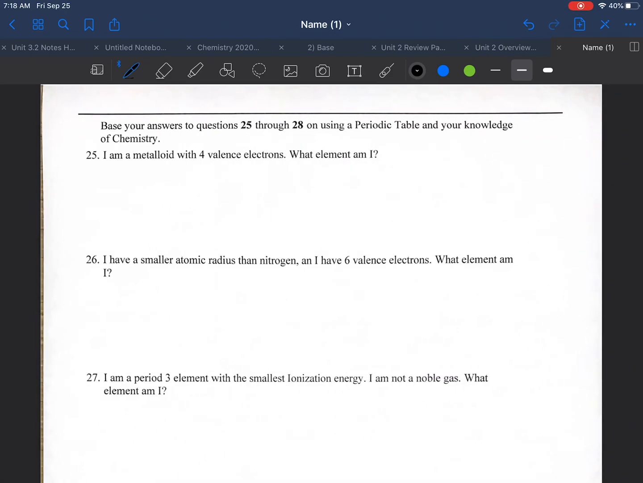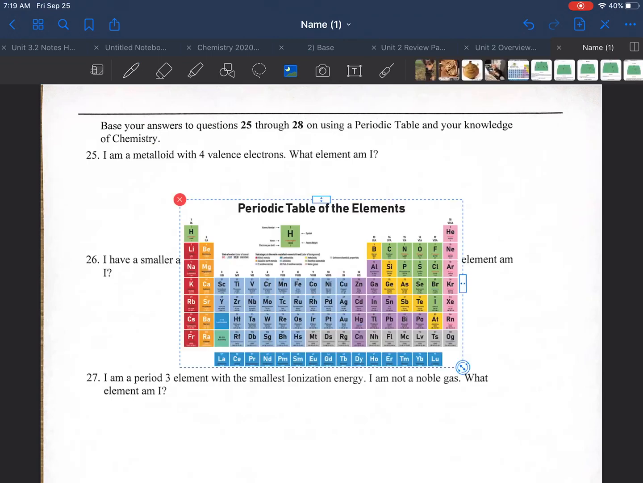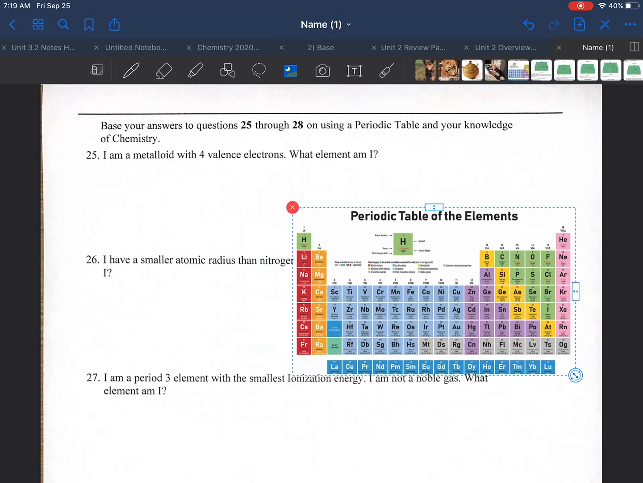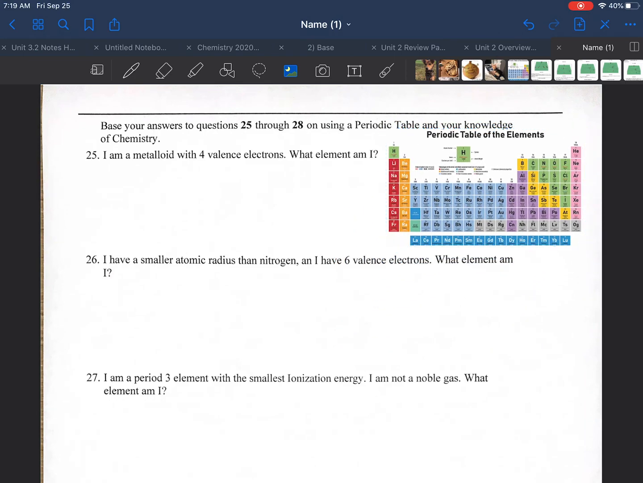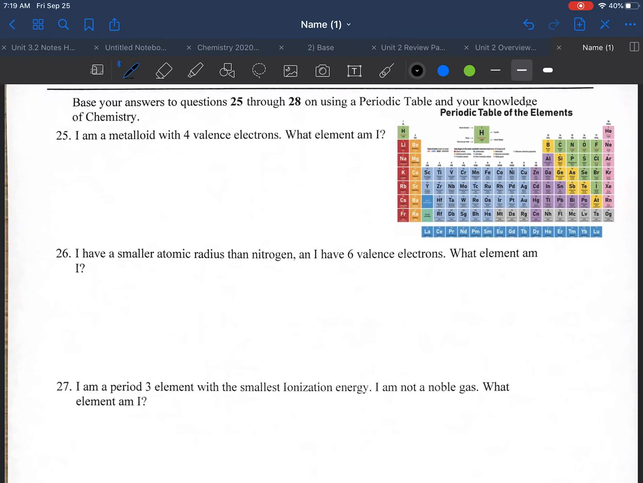Okay, and so here are some more kind of puzzles. So I'm a metalloid with 4 valence electrons. What am I? So I would first find the group with 4 valence electrons.